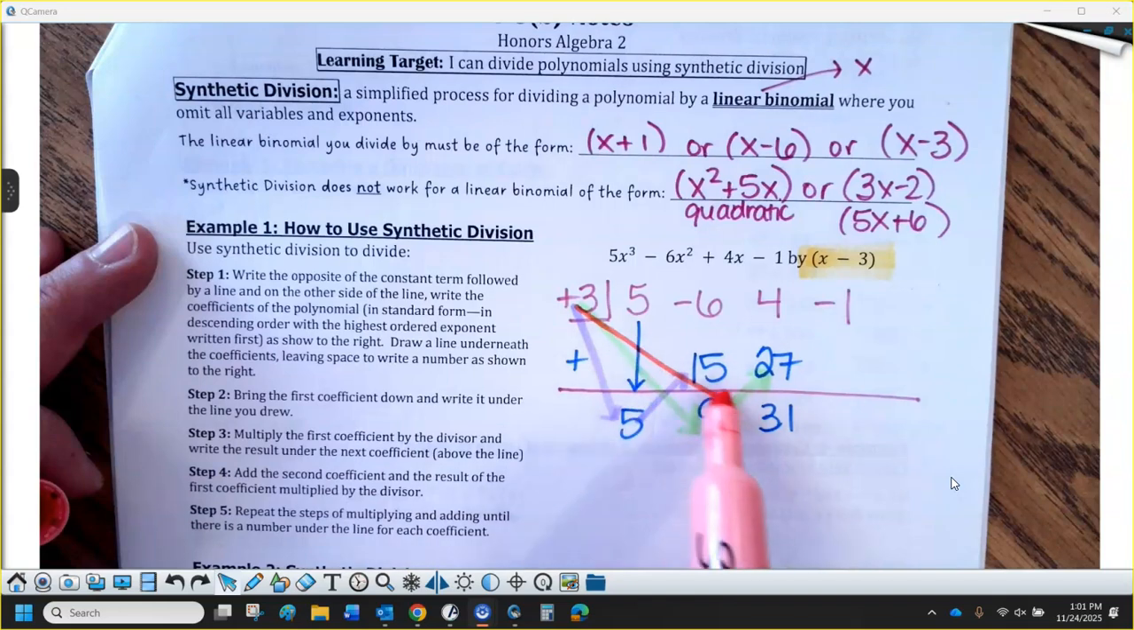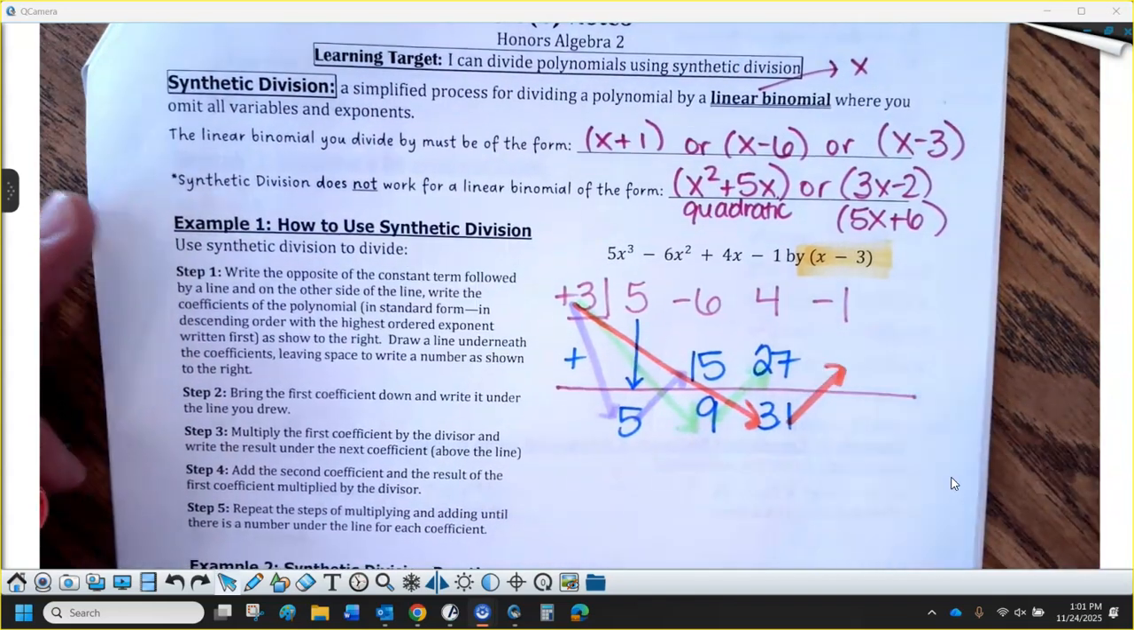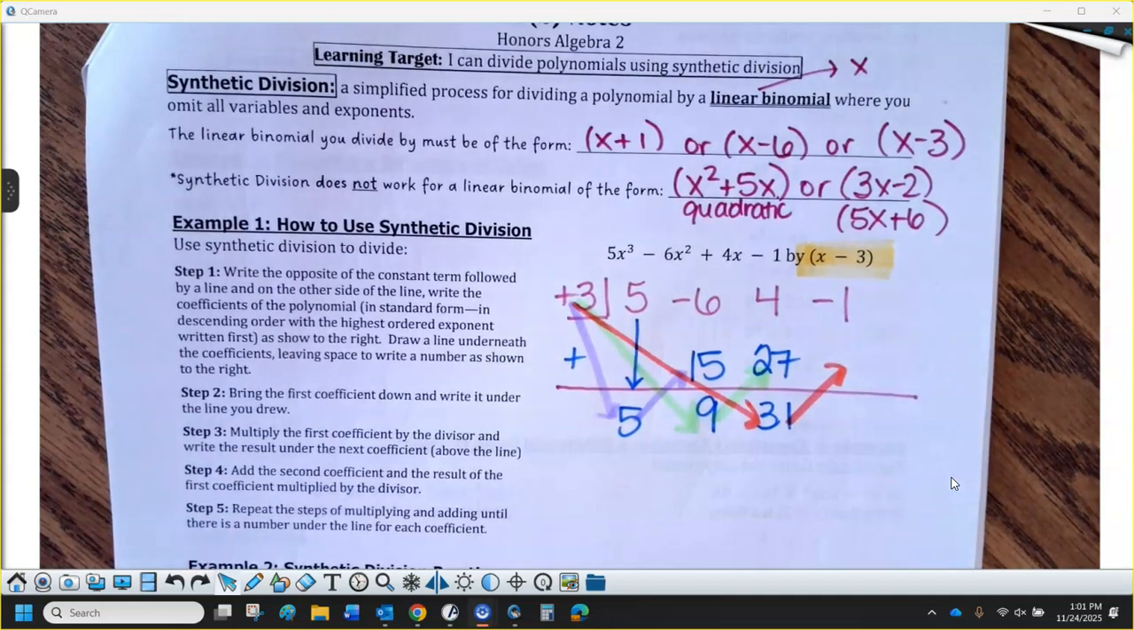And then I got to do this one more time. So I'm doing 3 times the number under the line, put that in the next open spot above the line. So 3 times 31 is 93.